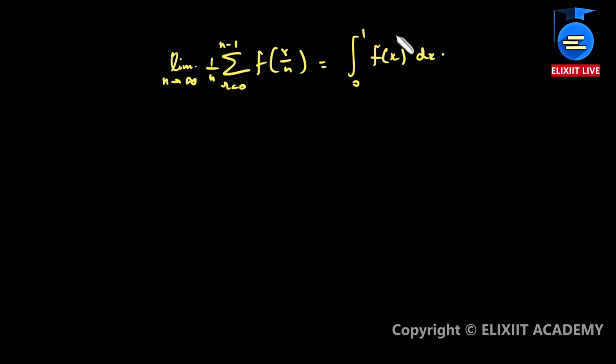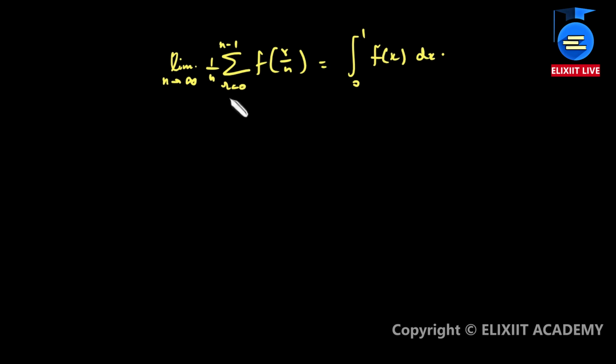What is the concept actually? We replace this r by n by x. Wherever we have a function of r by n, we figure out what function is there, and in the place of r by n, we simply replace it by x. Then this summation is now replaced by this integration. Limits of this integration depend on the limits of the summation.